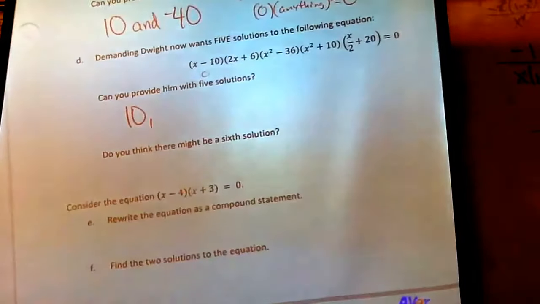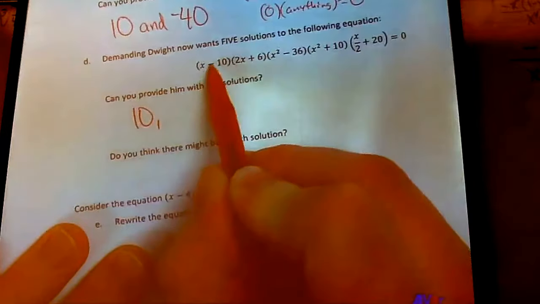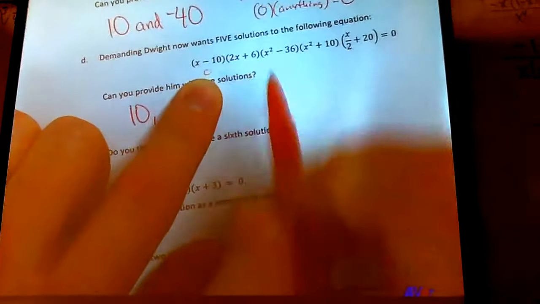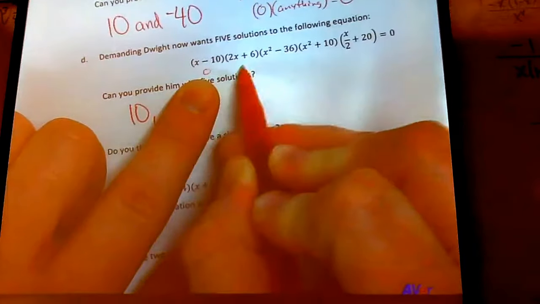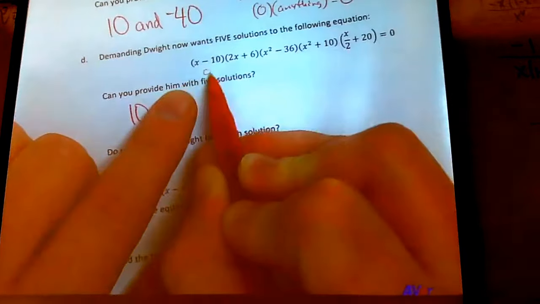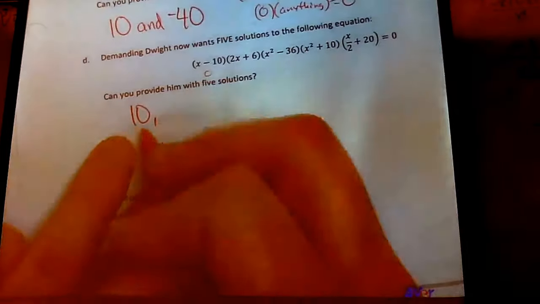Okay, 10 is a solution. You know why? Why, mister? Because if you put 10 in for x, you'll get 0 right here. And you'll get a whole bunch of other stuff. Oh, so it would be positive 36. Hold on, this would be like 26. This would be like some big number. But 0 times anything, doesn't that equal 0? See? So 10 is a solution.